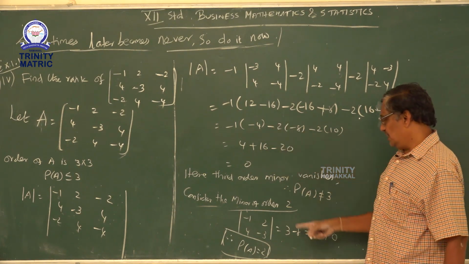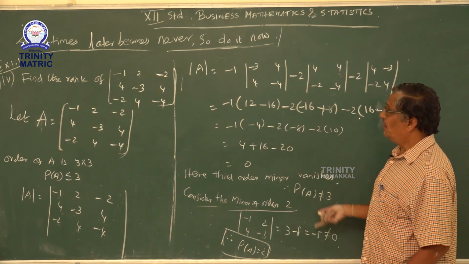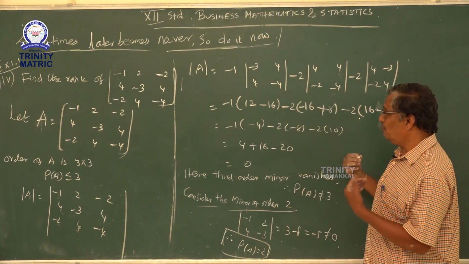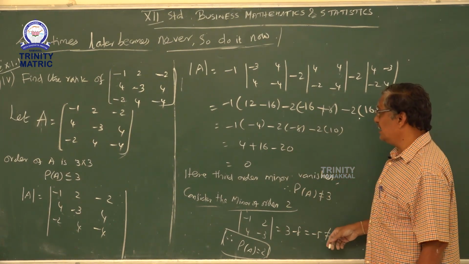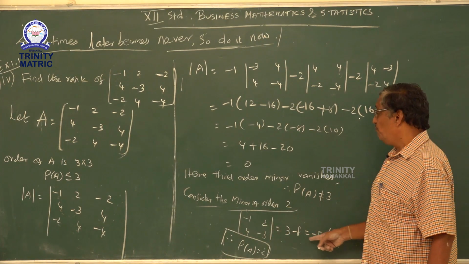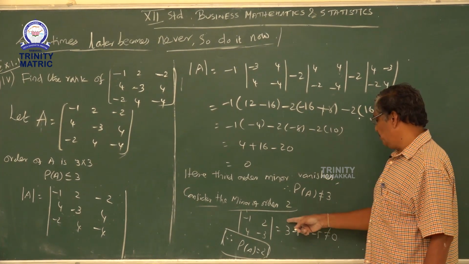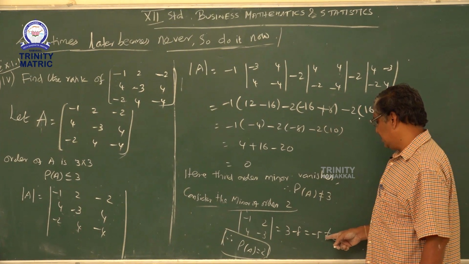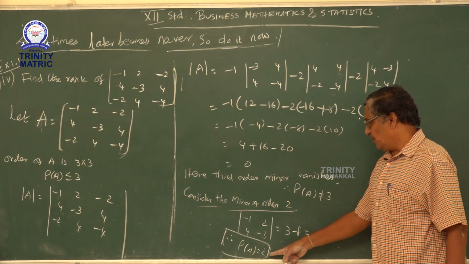In case the first one also becomes 0, we have to consider another minor. Only if all the minors vanish, then the rank will not be 2. But here, the first minor itself, a 2 by 2 matrix, does not vanish: minus 5 is not equal to 0. Therefore, rank is 2.